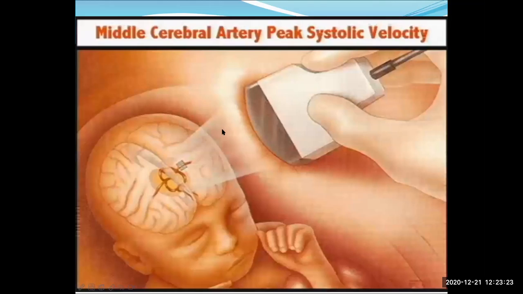Now see how it is done. Just a schematic diagram though. They're doing transcranial ultrasound through the mother's abdomen, of course, because we are talking about fetal life now, and the velocity of the blood flow in the middle cerebral artery is noted. Higher the velocity, more severe the anemia.